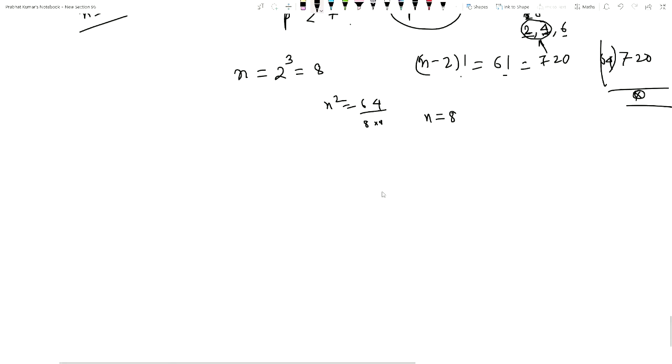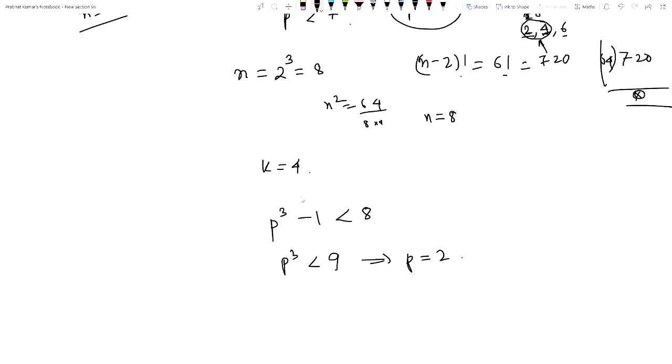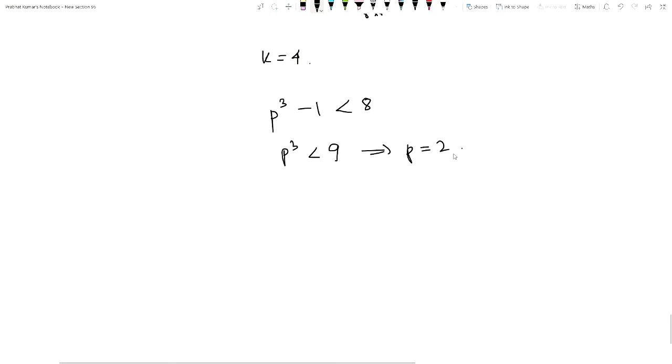And lastly, what we can see is that k is 4. When k is 4, p to the power k minus 1, that is p to the power 3, is less than 8 actually. So p cube is less than 9. So actually here also we have only one solution, that p is 2, because if p is 3 then it's 27, which does not make sense for this inequality. So we also have here p is equal to 2.